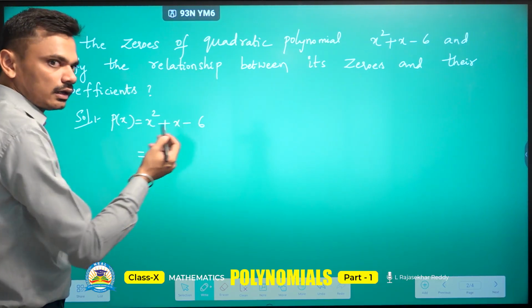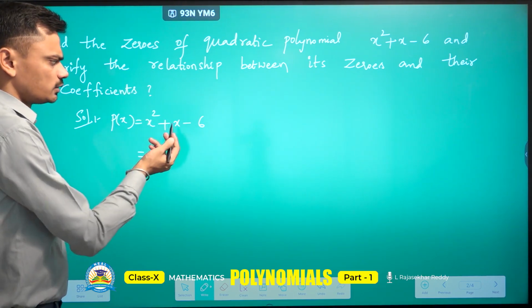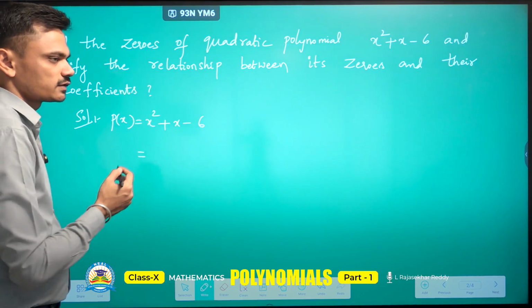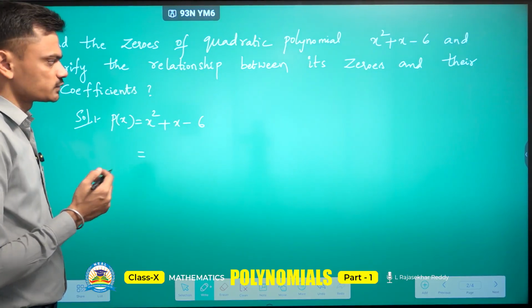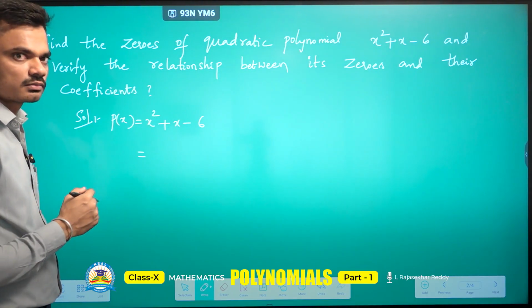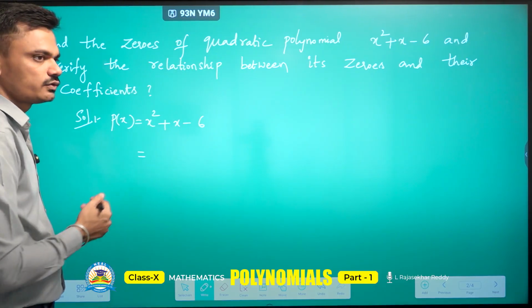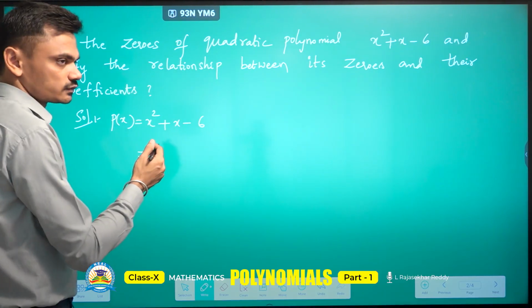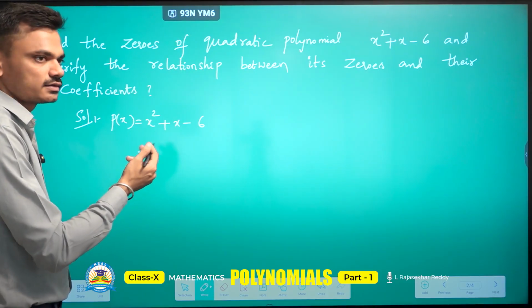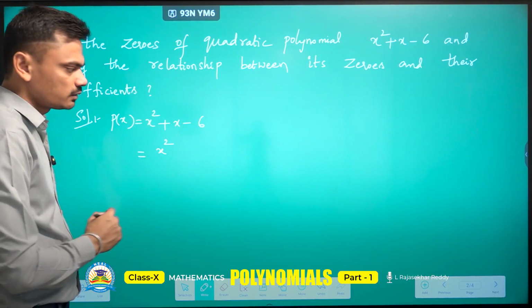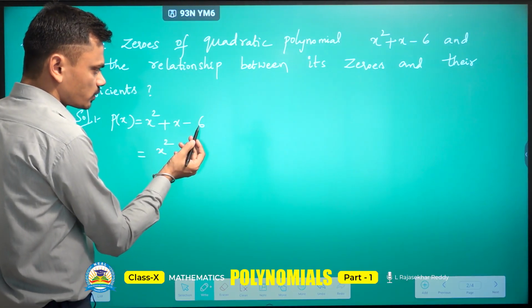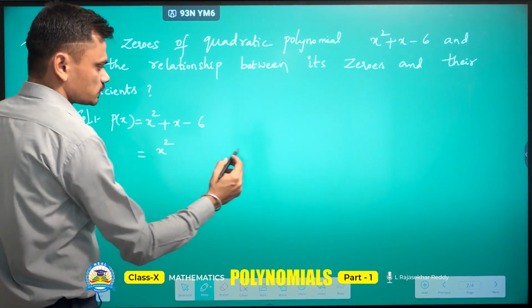So I'll use the factorization method to find the zeros of the quadratic polynomial. You can use the factorization method, the completing the square method, or the quadratic formula method to solve it. Now I use the factorization method. x square, here the product minus 6 should come.